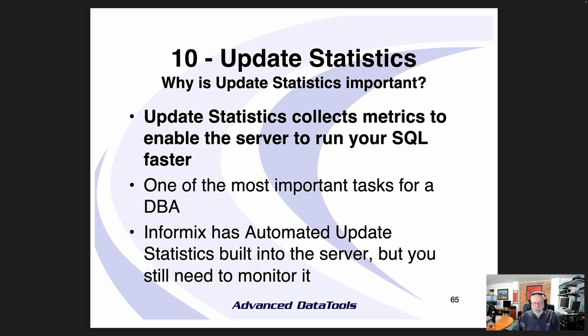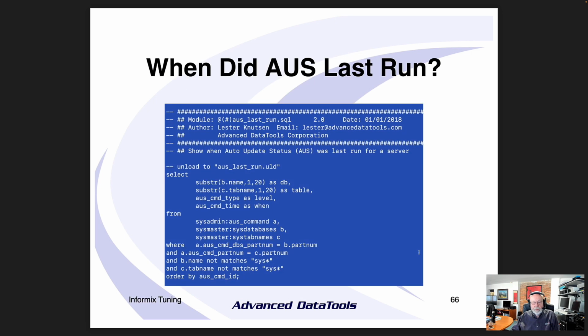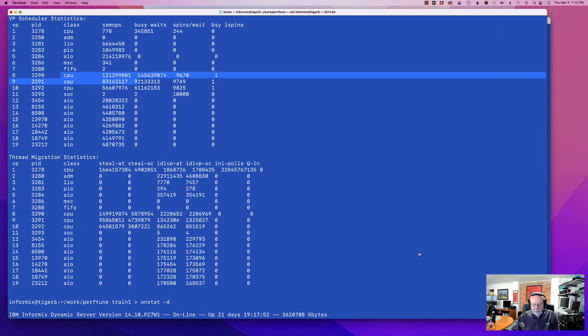The last thing is update statistics. And I can't say this enough. This is super important. I think it's next to backups one of the most important things a DBA can do. And I have a couple of scripts here. AUS is automatic update stats.